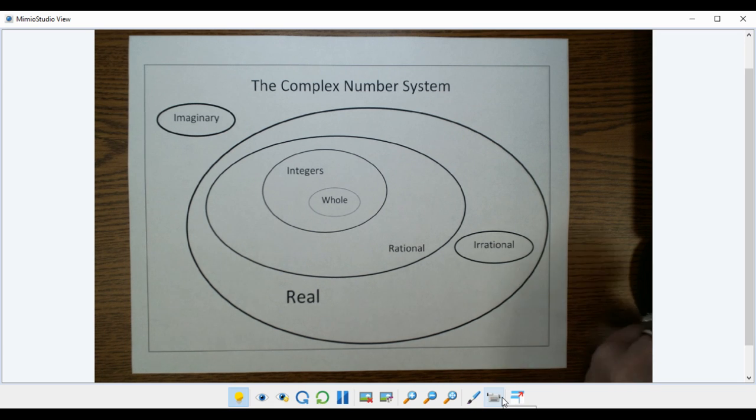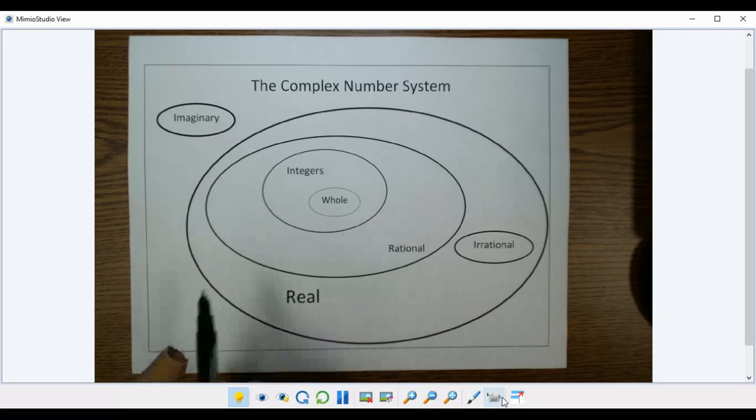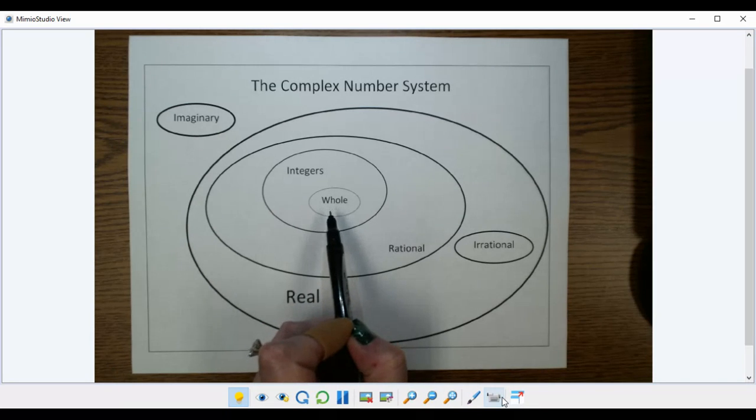So I want to explain something called the complex number system and how all these different types of numbers fit in together. So here's a diagram of how they might relate to each other. We're going to start here with the whole numbers in the middle. Sometimes these are called the counting numbers. These are the numbers that you learned in elementary school. They're just wholes. There's no parts to anything.